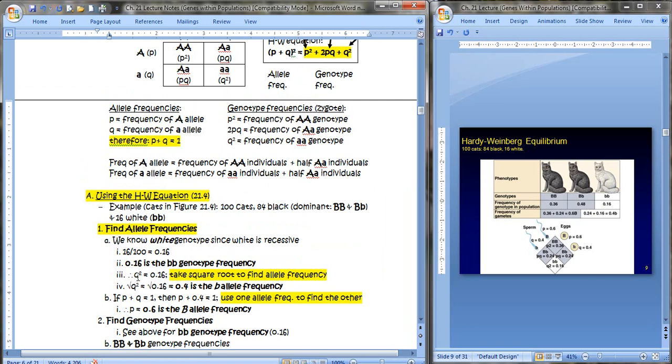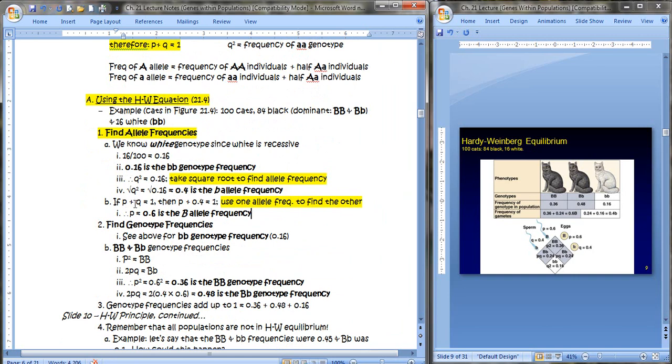So if Q squared is 0.16, then all we need to do is take the square root of it to find the allele frequency. So we take the square root of Q squared, or the square root of 0.16. Then what we have is 0.4 is the B allele frequency. So now we know B, and we have 1. All we have to do is plug them in.